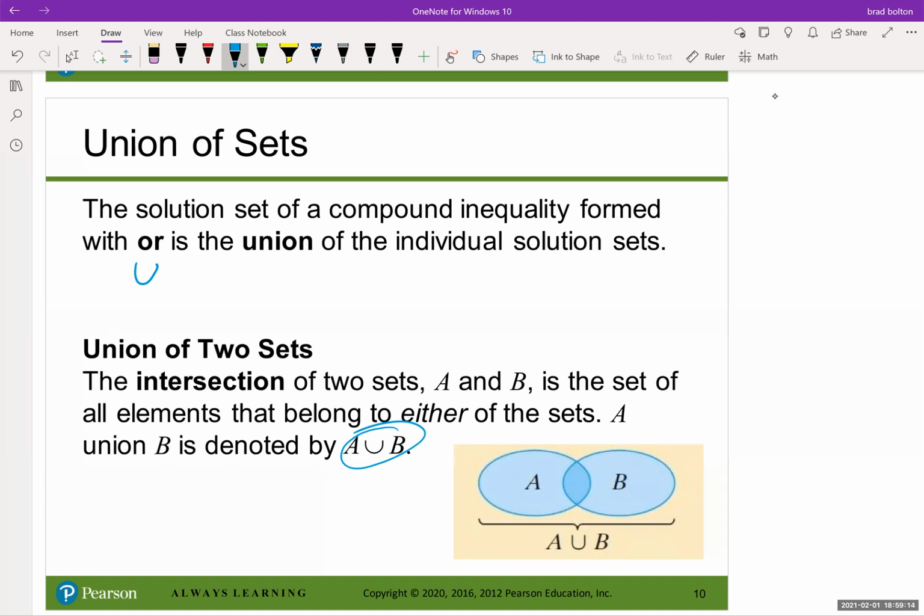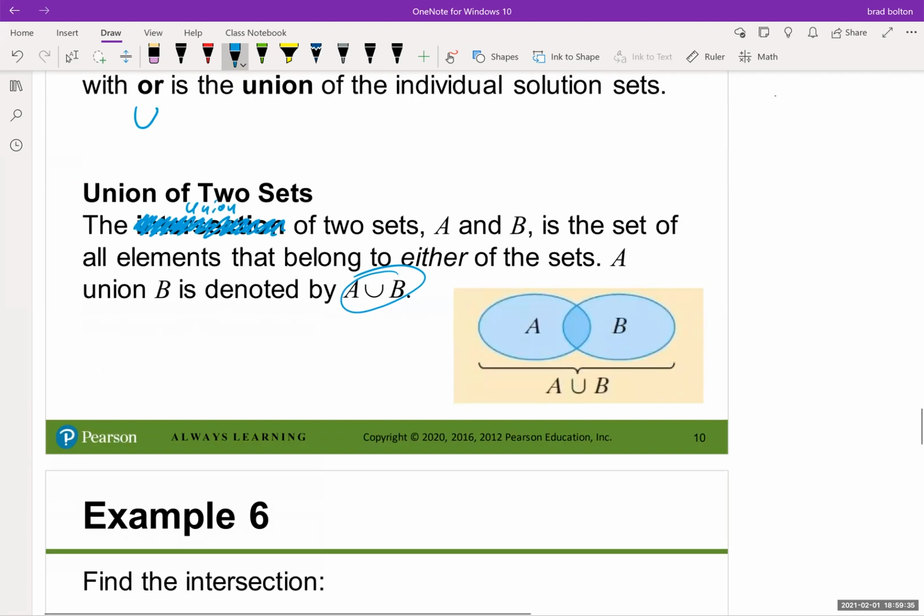I think this is a typo. It says intersection of two sets, but we're not doing intersection. We're doing the union of two sets. A union B is the set of all elements that belong to either of the sets. So yeah, that was a typo. Make sure you cross that out in your notes. It's definitely supposed to say the union of two sets.